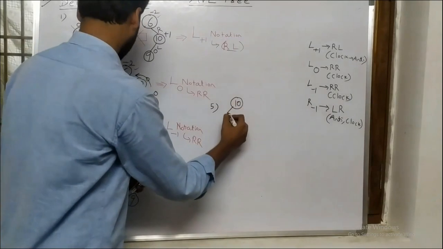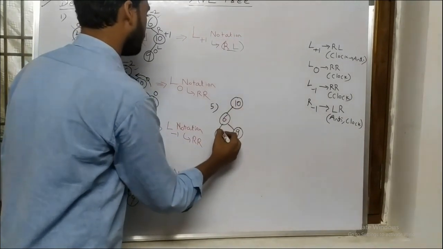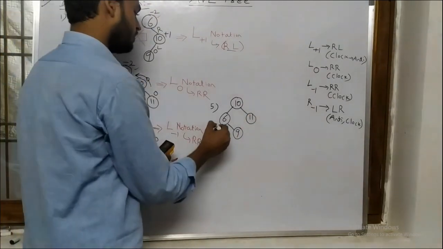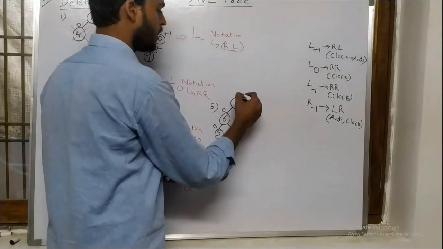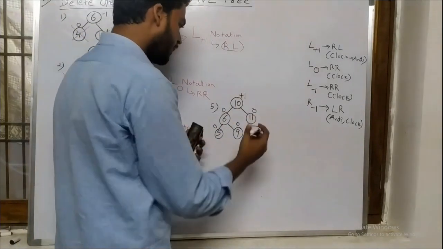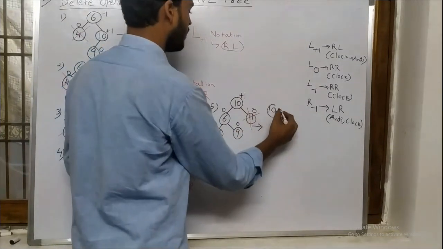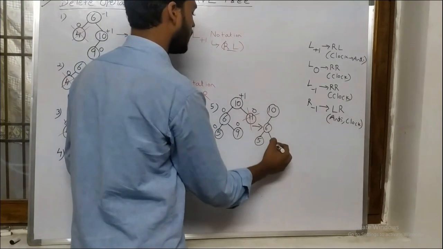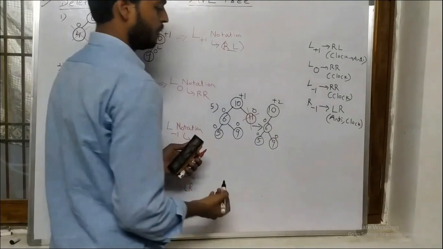10, 6, 9, 5. I am taking here 11. Okay, the balance factors for this one are 0, 0, 0, 0, 1, 2, 2 minus 1, plus 1. Okay, up to here it is fine. But because of deleting this node, my tree becomes unbalanced. That is 10, 6, 5, 9, 0, 0, 0, plus 2.